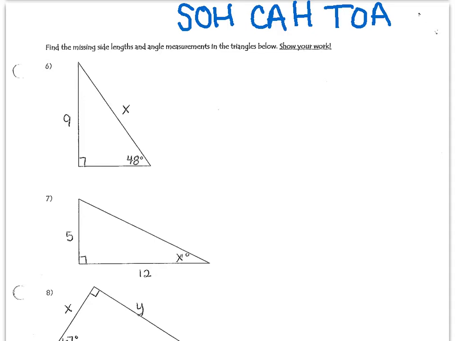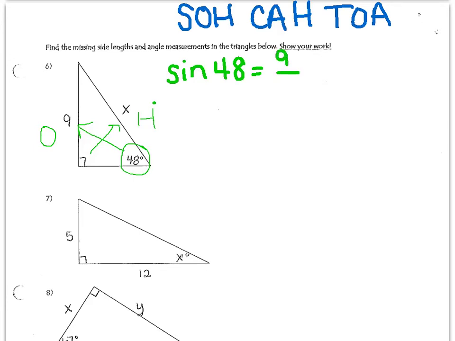So here, I have the angle 48. The 9 then is the opposite from 48. And the x, because it's across from the 90, is the hypotenuse. So the O and the H, that would be the sine function, because the O and the H go with the S in SOHCAHTOA. Okay, so I would say sine of 48 is equal to opposite over hypotenuse. It does matter what order you go in. We labeled the 9 as the opposite, so that needs to go on the top, over x.